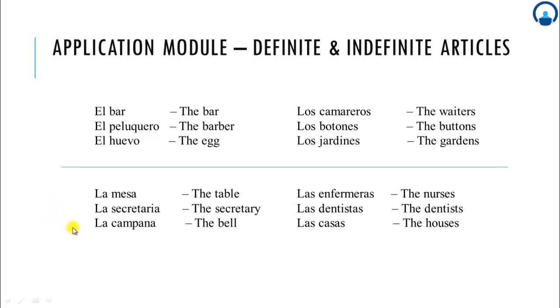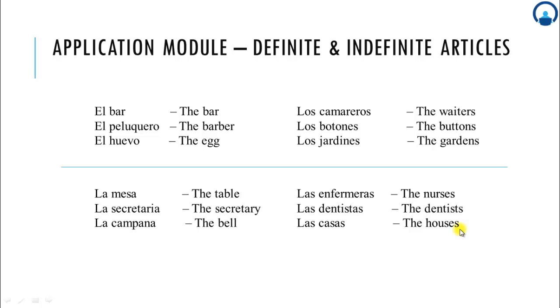For feminine, it is la mesa, la secretaria, la campana, means the table, the secretary and the bell. Las enfermeras, las dentistas, las casas, means the nurses, the dentists and the houses. Okay, I think we have got a pretty good understanding of definite and indefinite articles and how they change according to the gender and singular and plural forms.